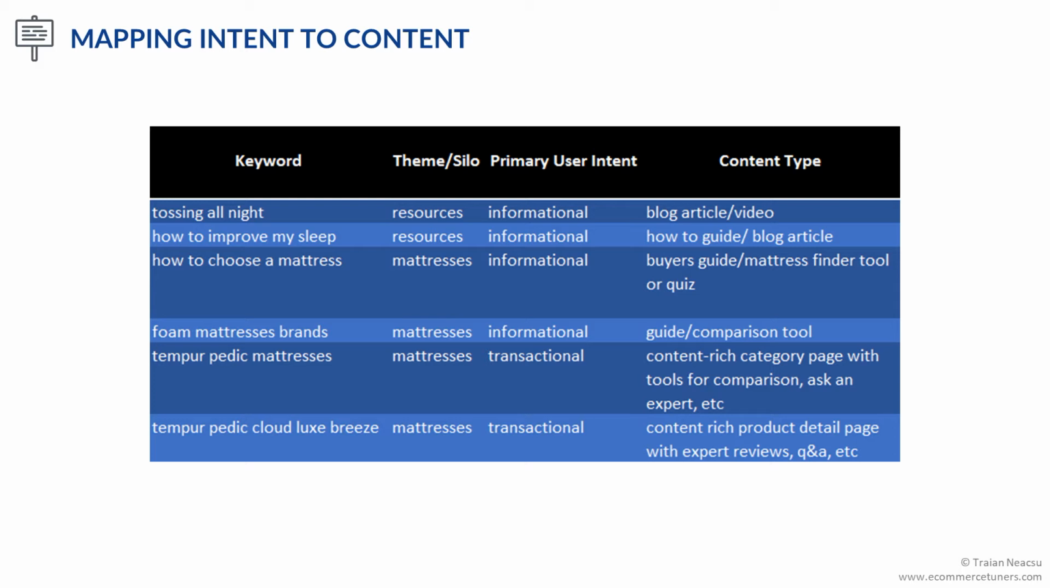In the second column, you tag each keyword by the most appropriate theme or silo it belongs to. For example, all keywords containing the word mattress will be bucketed in the mattresses silo. Tossing all night and how to improve your sleep don't belong to a specific category of products on your website, so you can assign them to a generic resources silo. Next, map the keywords to the user intent while remembering that a query can have multiple intents. In our example, the first 4 keywords are informational and the last 2 are transactional. Then add the type of content that fits the intent and the search query.